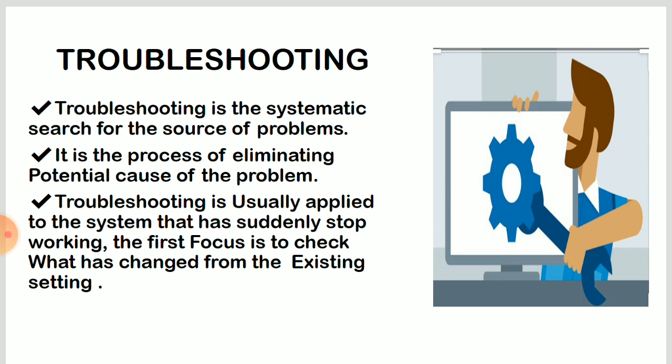The main use of troubleshooting is the systematic search for the source of problems, and it is the process that is used to eliminate the potential cause of the problem. It is usually applied to a system when the computer stops suddenly. The first focus is to check what was changed from the existing settings.